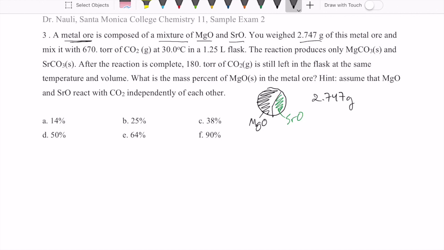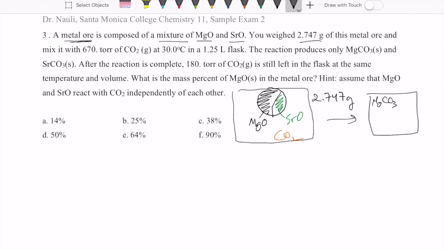2.747 grams. And then you mixed it in with CO2 in a container, and they undergo some kind of a reaction, and the product at the end is some magnesium carbonate, and then you also have some strontium carbonate. It also tells you that some of the CO2 is left over. So this is at the beginning, right? And then this is at the end. So the question then is, what's the mass percent of magnesium oxide in the original ore? So what's the portion that's the black part right here?